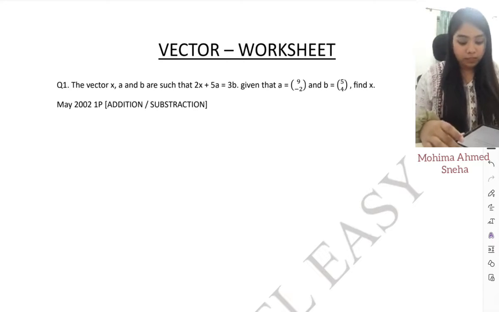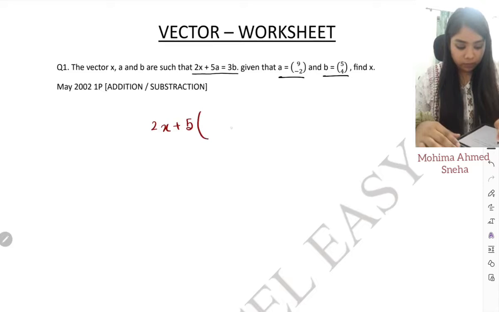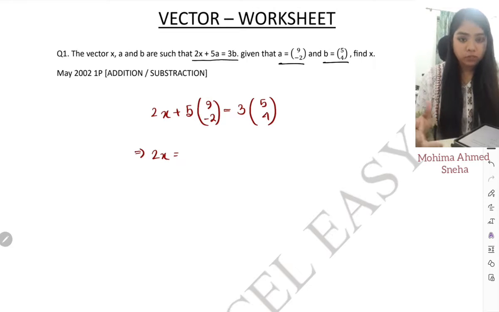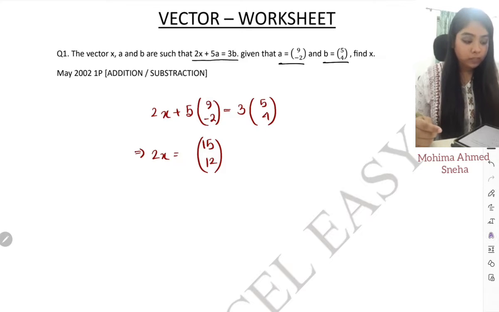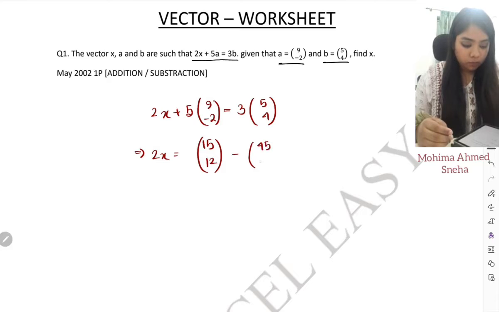It says that vectors a, x and b are such that 2x plus 5a equals 3b, and they have given you the value of vector a and the value of vector b. We need to find the vector x. You just have to input the values of each vector into the equation and then make x the subject. So 2x plus 5a, where a is 9, minus 2, equals 3b, where b is 5, 4. So finally now you have 2x, and 3 into 5 is 15 and 3 into 4 is 12, so you get 15 and 12. If you multiply 5 with the vector a, 5a, you get 45 and minus 10 at the base, and you take the positive 5a to the right-hand side, so it becomes negative 5a.